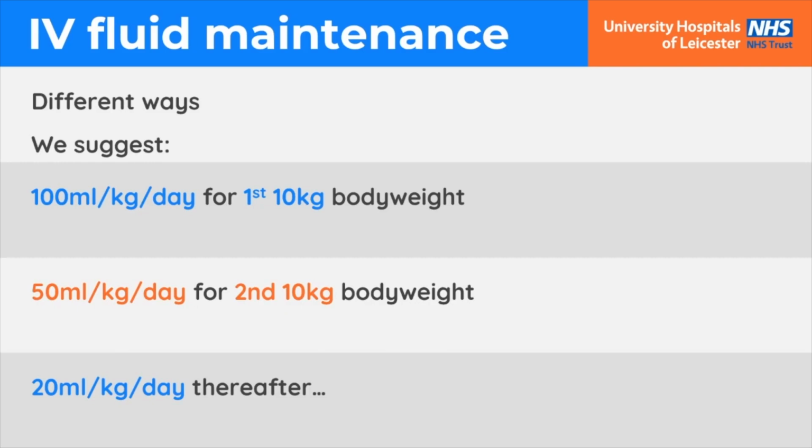So calculate 100 ml per kilo per day for the first 10 kilos, 50 ml per kilo per day for the second 10 kilos, and then 20 ml per kilo per day for every kilo after that. Adding all that together gives you the daily fluid maintenance requirement. Dividing that by 24 gives you the hourly infusion rate.